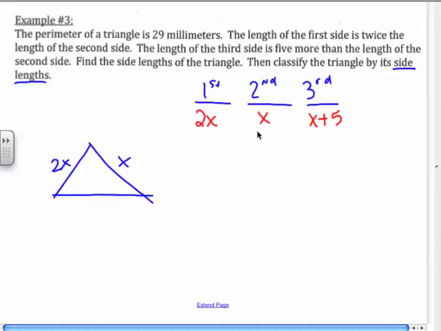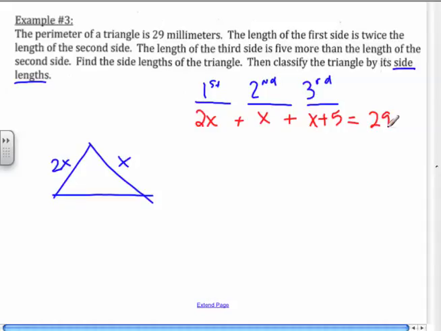Now they told us to start with that the perimeter is 29 millimeters. That means if I add all the sides together, I get 29. All right? So that just gave me an equation. I really didn't need a triangle here. So Max, help me with this equation. What do I get? I need to simplify then solve. I always simplify before I solve.